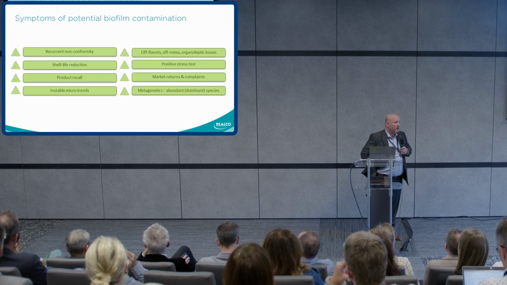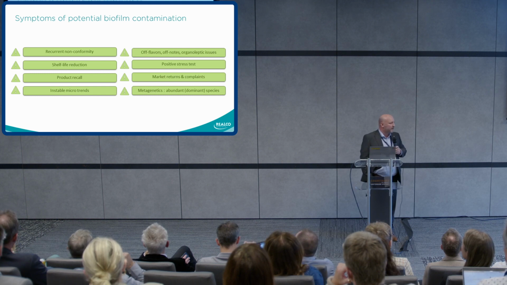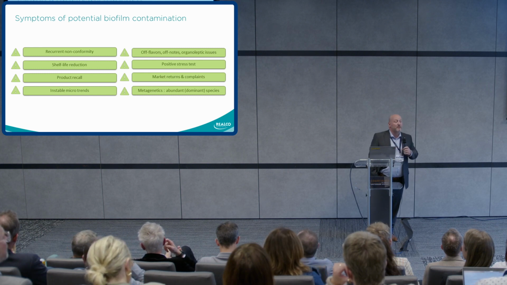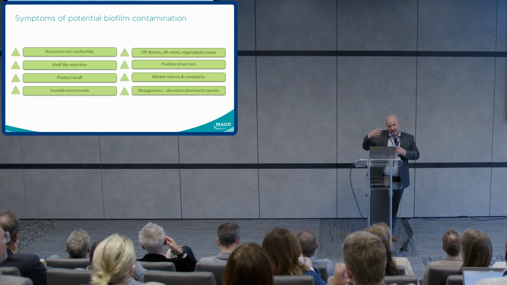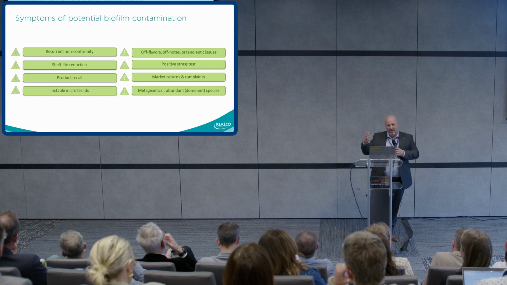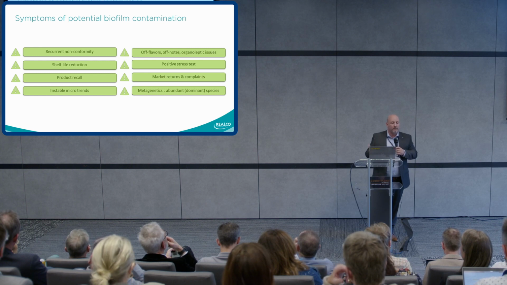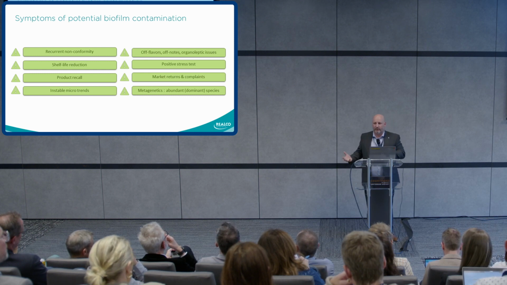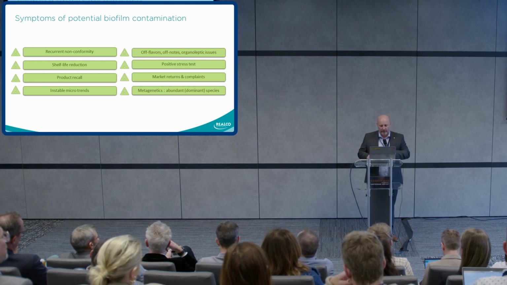Now some symptoms, and I'm sure you know those ones: product recall, unstable microtrends, or off flavors. It can also be positive stress tests. So all this information, all those symptoms, must highlight in your brain that maybe I have something that I'm not capable of managing, and I have to understand why it is present. Metagenetics also is a good tool. For example, if you take a good product and a defective product and analyze the flora, you can say, okay, something is different. It can be related to a biofilm.